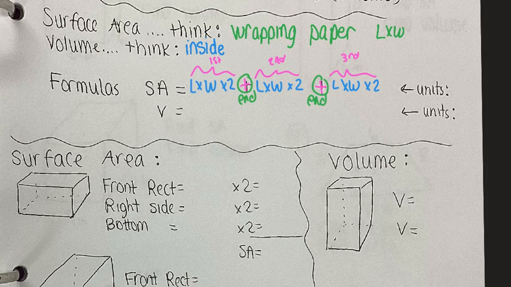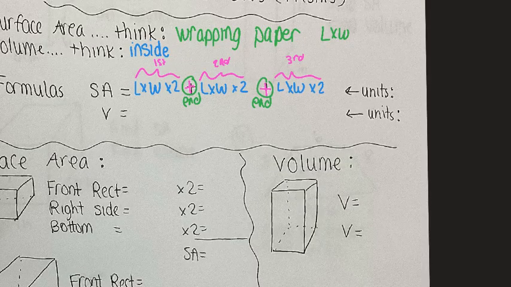Length times width times 2, length times width times 2, length times width times 2, and then add them all up. The units is going to be squared. So it might be inches squared or it could be feet squared. But since it's area, it's going to have a tiny 2.